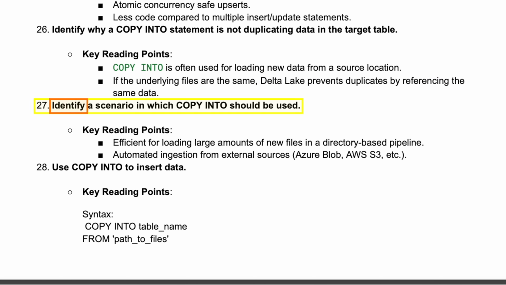27. Identify a scenario in which COPY INTO should be used. Key reading points: efficient for loading large amounts of new files in a directory-based pipeline. Automated ingestion from external sources, Azure Blob, AWS S3, etc.